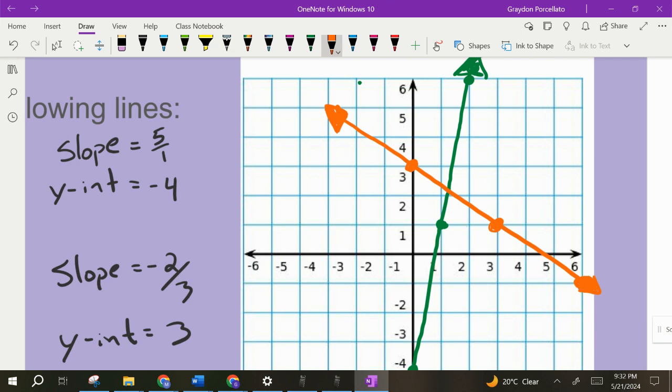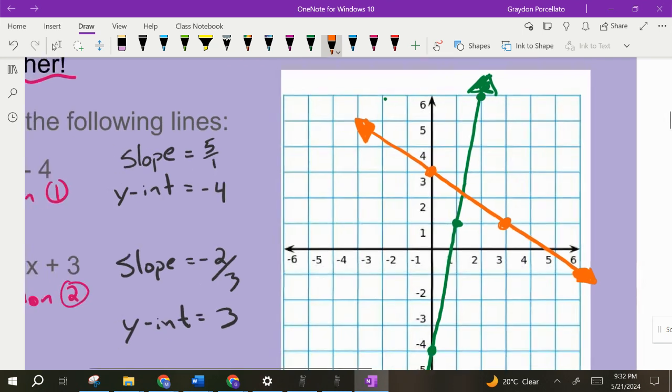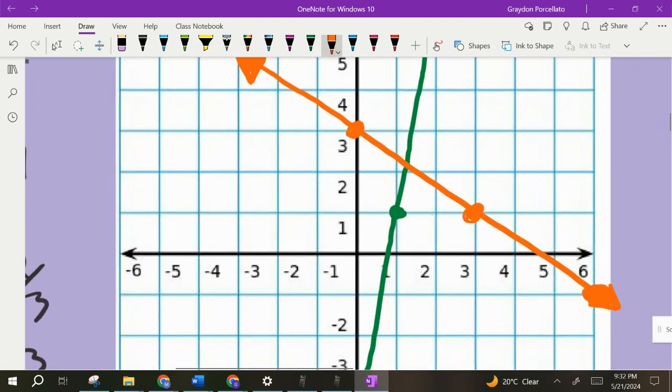Now, notice this point of intersection is a little bit difficult to see. This point of intersection falls right here. This isn't a very nice point of intersection. We will generally have points of intersection that fall right on your grid lines.